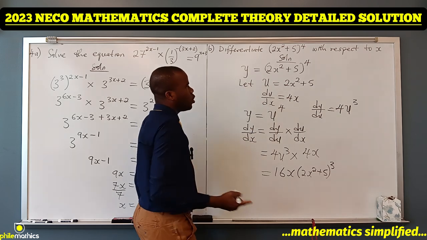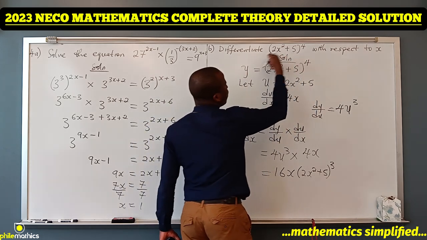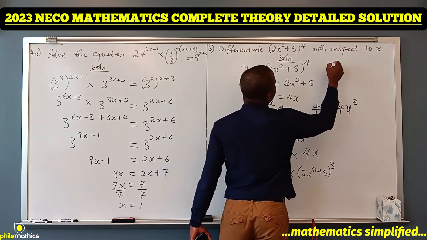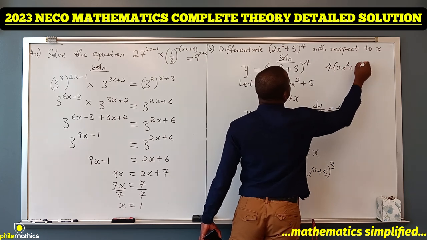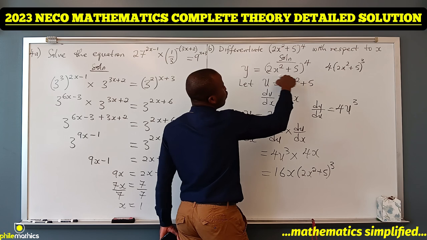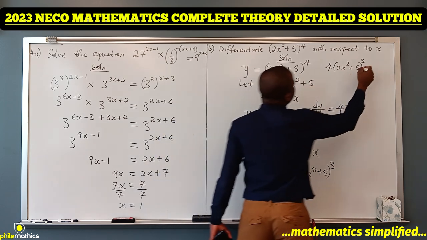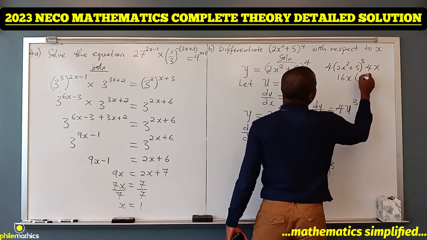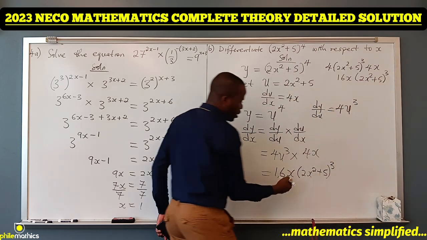If it was an OBJ question, we can differentiate it directly. So we differentiate the outside, which is 4 times (2x squared plus 5) to the power 3. This is the actual differentiation. Now differentiate the inside. If we differentiate the constant it is 0, and differentiate this, it is 4x. And if we multiply, we'll have 16x (2x squared plus 5) to the power 3, which is the same answer.